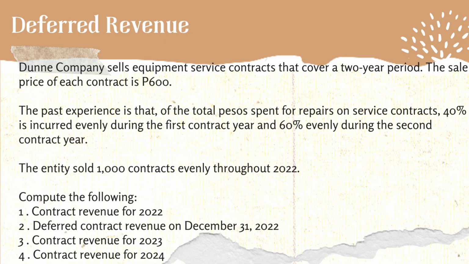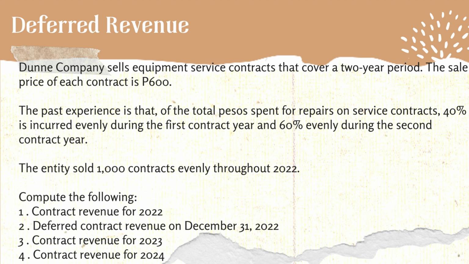Okay. So here is another example. Dune Company sells equipment service contracts that cover a 2 year period. The sale price of each contract is 600 pesos. The past experience is that of the total pesos spent for repairs on service contracts, 40% is incurred evenly during the first year and 60% during the second year. Within 2022, Dune Company was able to sell 1,000 contracts.